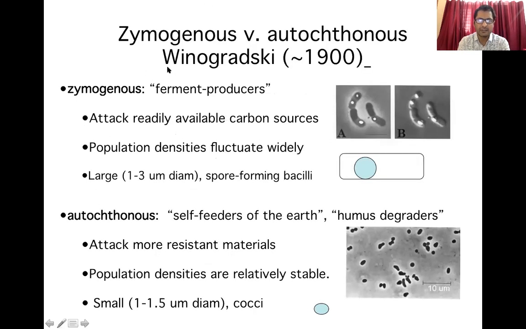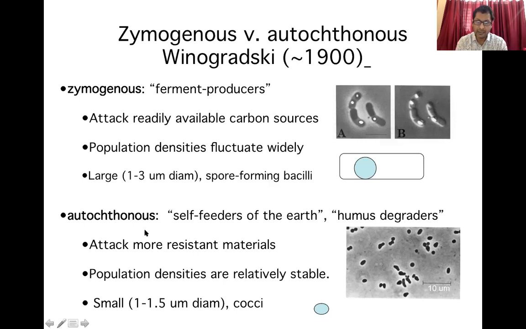There are two definitions which were given by Winogradsky in 1900. One was zymogenous and another was autochthonous. So what are zymogenous? Zymogenous literally means ferment producers. So the organisms which can attack readily available carbon sources are zymogenous. These are decomposers which can use easily decomposable material, and are known as zymogenous.